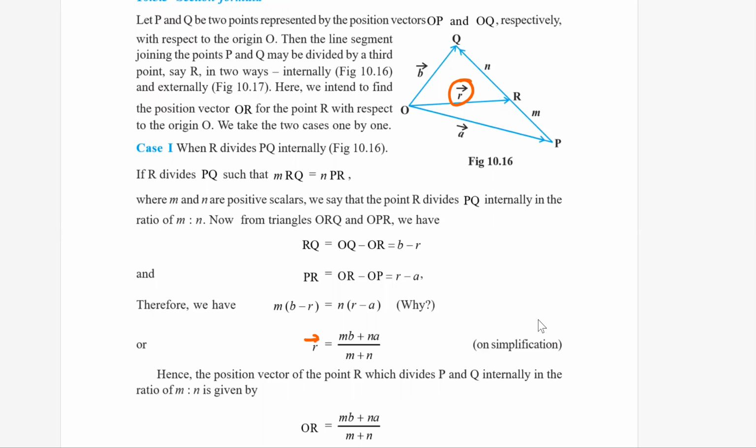So vector r is given by m into vector b plus n into vector a upon m plus n. Basically, a is there, this is b, and this is r. The ratio is m is to n. So b will be multiplied by m, and a will be multiplied by n, upon m plus n.